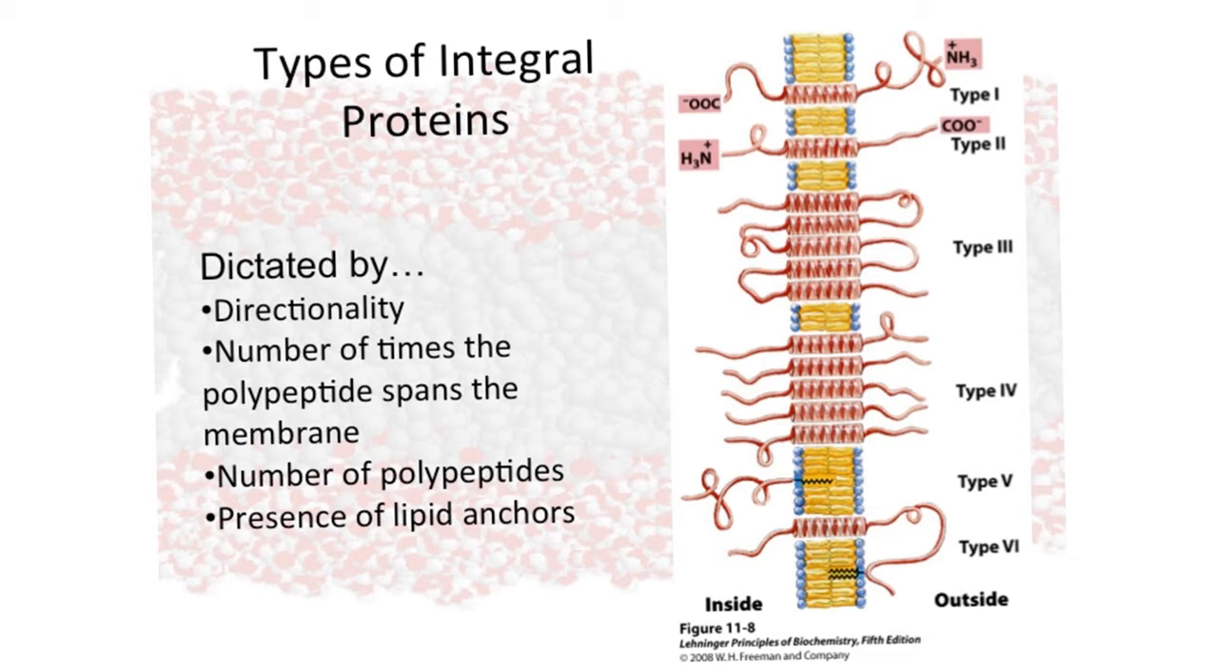I'll show some pictures of some of the exceptions that are little pieces of sheet, so to speak. Actually, they're usually really big pieces of sheet because they make big barrels for ion channels and things like that. And then type 4 is when you have multiple proteins that come together.